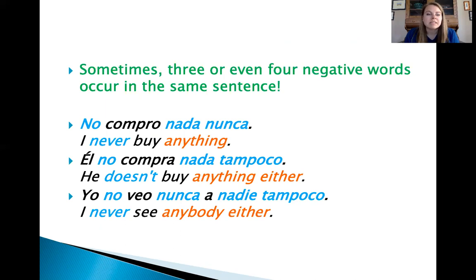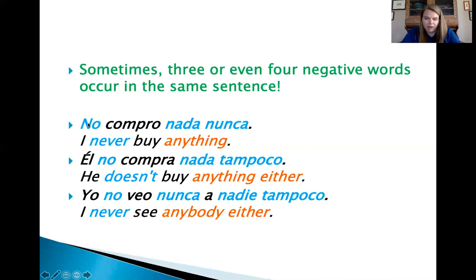So notice my example sentence, no compro nada nunca. Or I could start out with yo no compro nada nunca. I would translate that in English to I never buy anything. But the literal translation of no compro nada nunca would be I don't never buy nothing. Clearly, that is not a way that most people speak. But in Spanish, one word is negative. I have that no. And so all of my words have to be negative. This nada cannot be algo. Algo means anything or something. But I can't have algo in the sentence because I already have no.